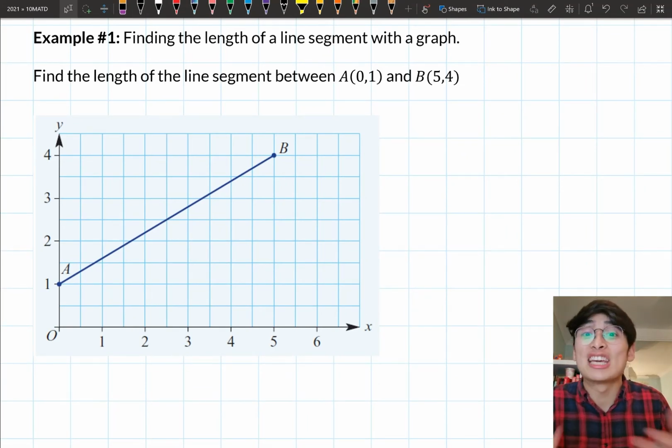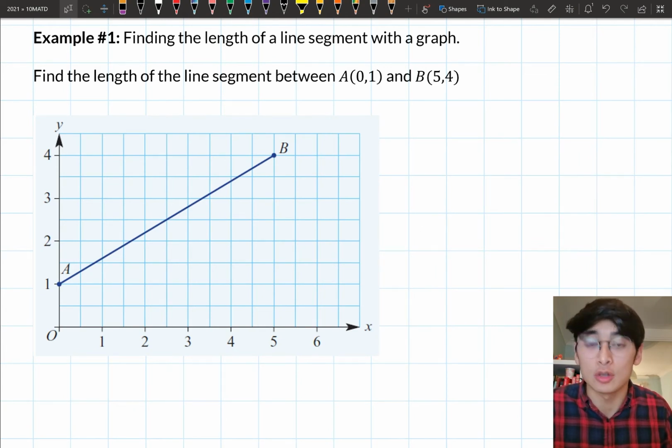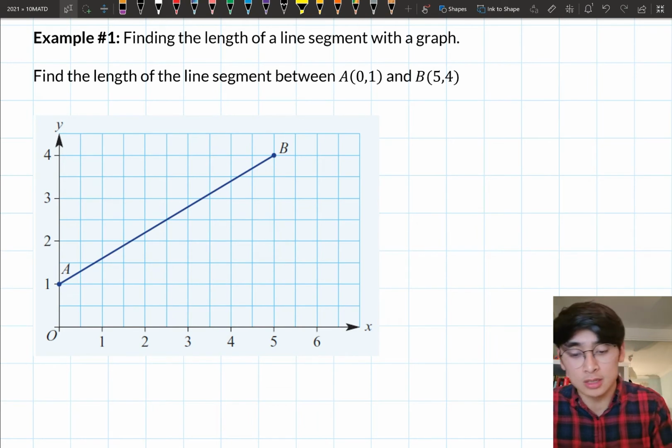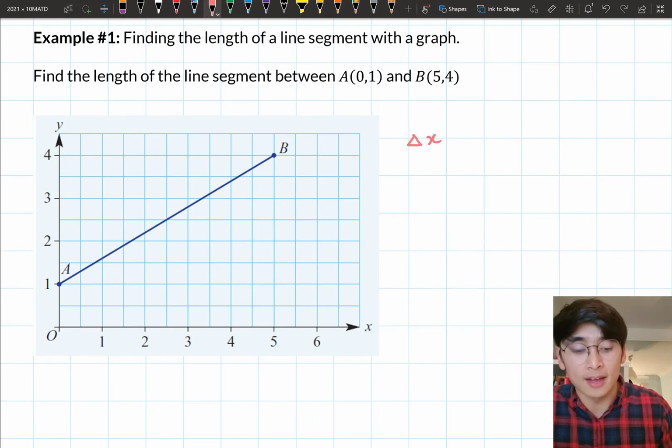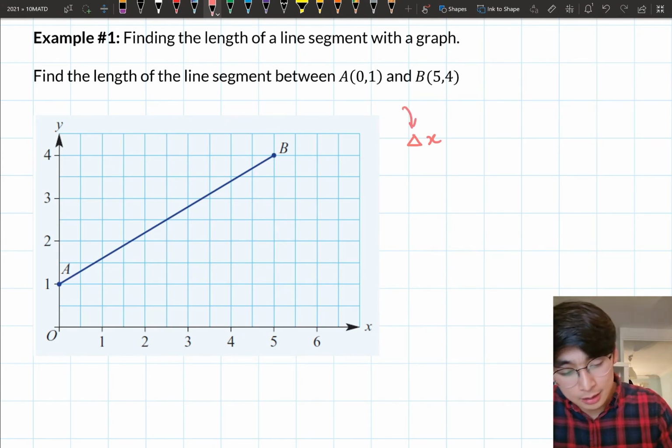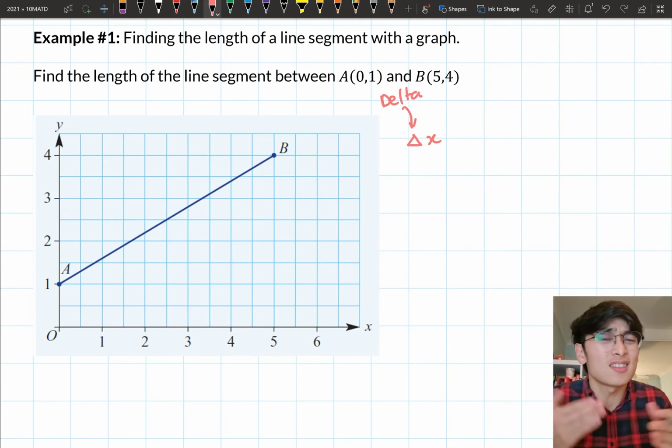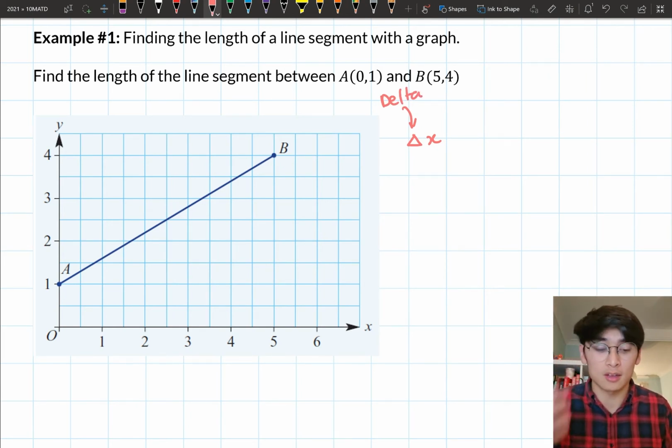Now here they've actually given us a diagram, and it makes it quite easy to do this. So firstly, we want to find the length between the x coordinates. I'm going to write this with a funky bit of notation, a little triangle x. This is not a triangle, this is actually a Greek letter called delta. Delta tells me the change, and so that is the same as just writing the length between the two x values.